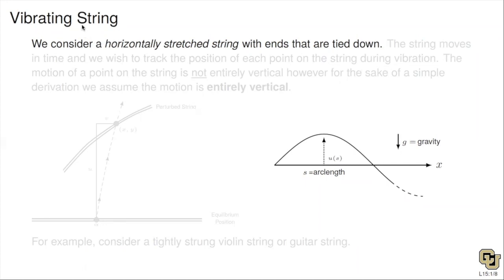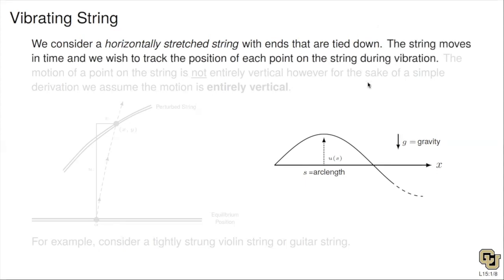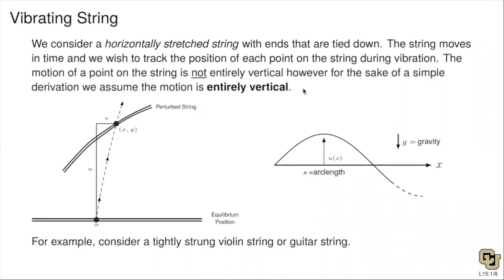Consider a horizontally stretched string with ends tied down. The string moves in time, and we wish to track the position of each point on the string. We also want to know the shape of the string at any point in time. Here are some technical details to think about if you haven't sat around and thought about how a string moves up and down. I surprisingly have spent a lot of time with this.